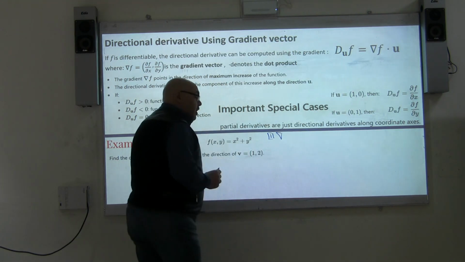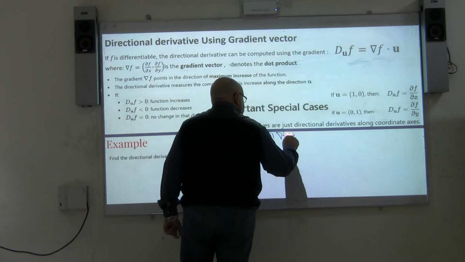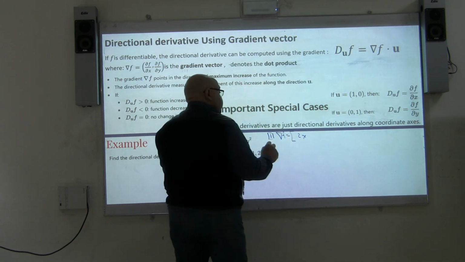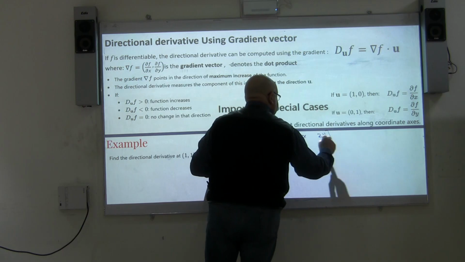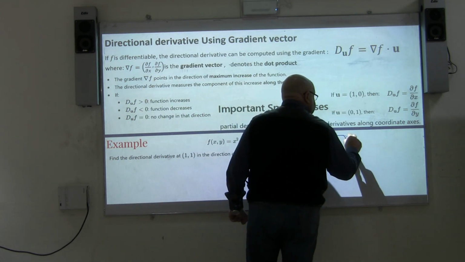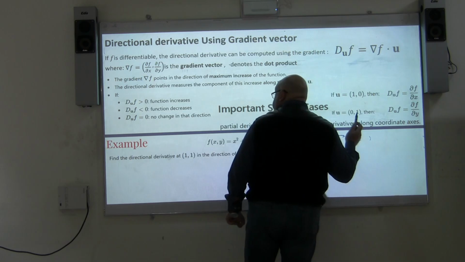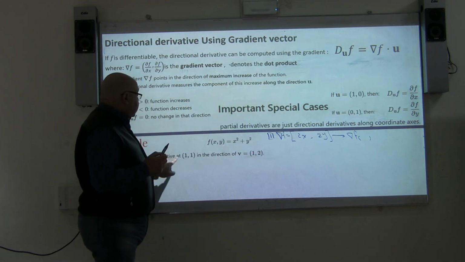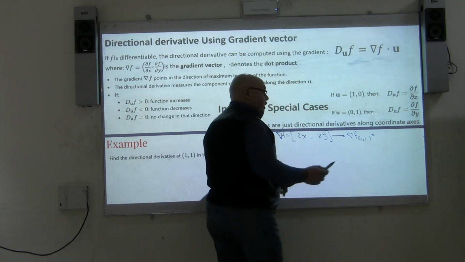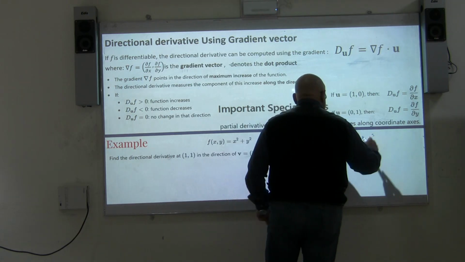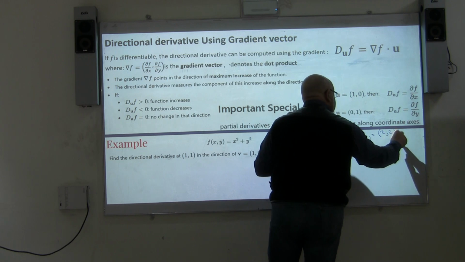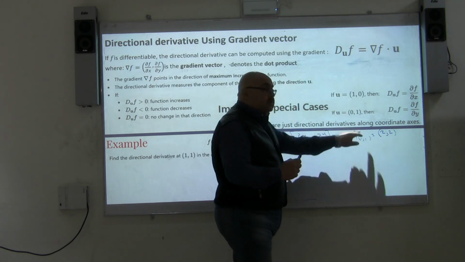So the first step is to grab the gradient vector of f, which is differentiating with respect to x, and differentiating with respect to y, which is 2y. That's the gradient vector. The second step is to evaluate the gradient vector at the point. I want you to evaluate the directional derivative at (1, 1). So let's substitute, Mr. Omar, 1 and 1 instead of x and y. So it's going to be 2 times 1, 2 times 1, so it's going to be (2, 2).